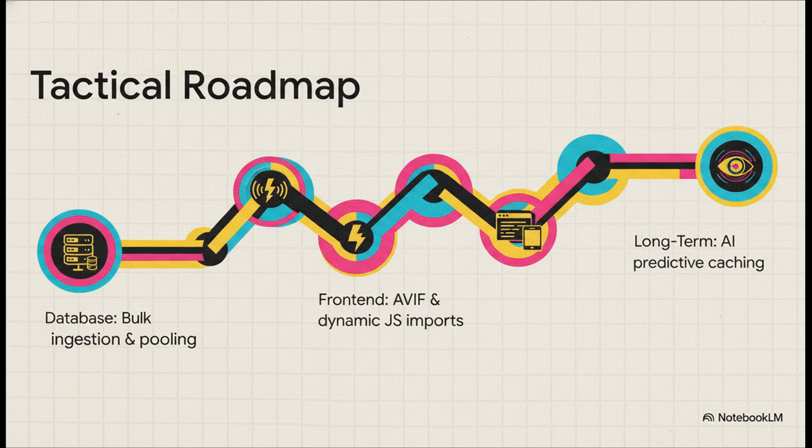For the front end, make the switch to AVIF formats and implement those dynamic JavaScript imports to really slash your bundle sizes. And for your longer-term strategy, look into integrating AI-driven predictive cache warming into your CI/CD pipelines. That ensures your system is proactively ready for high-priority user traffic before it even hits. Remember, optimizing at every single millisecond is how you build a highly resilient, globally scalable system.